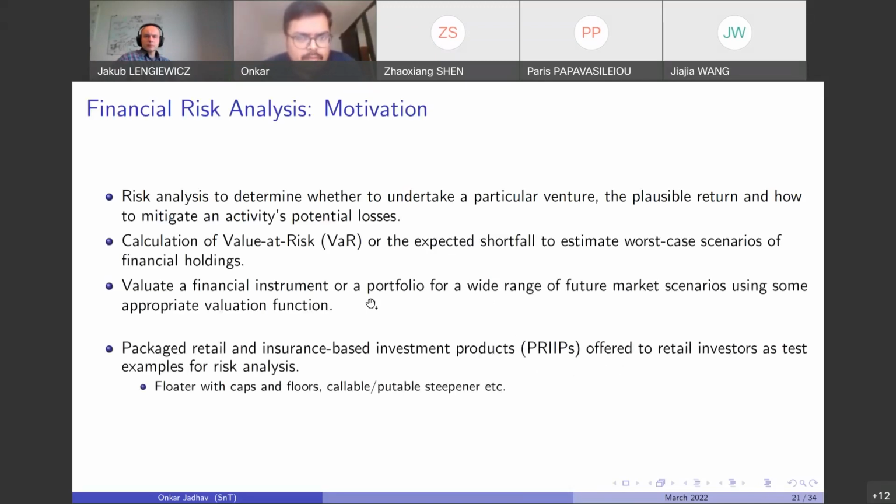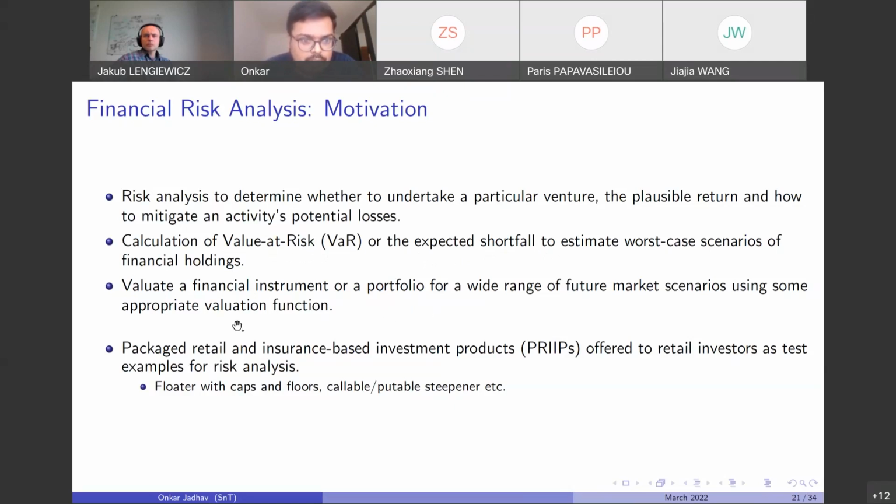What is the motivation behind financial risk analysis? Risk analysis is usually performed to determine whether to undertake a particular venture, to know plausible returns, and how to mitigate an activity's potential losses. In order to perform this risk analysis, we have to calculate value at risk or the expected shortfall to estimate worst-case scenarios of the financial holdings. To calculate this value at risk, we have to evaluate a financial instrument or a portfolio of financial instruments for a wide range of future market scenarios using some appropriate valuation function, which is quite computationally costly.